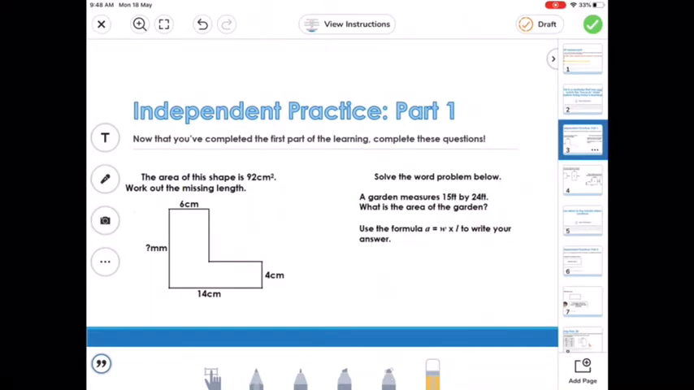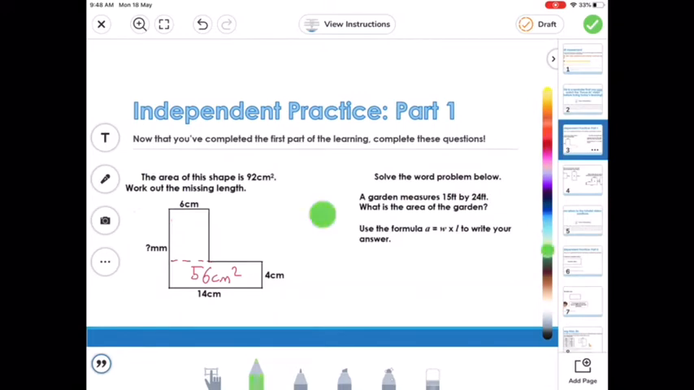The area of this shape is 92 centimeters squared. Work out the missing length. So all in here, let me get my pen in red, all in here is 92 centimeters squared. Now, what I do know, if I make this into two different L's, so I've got two different rectangles, 14 times 4 to work out this bit here. 14 times 4 is 56 centimeters. That'd be 56 centimeters squared.